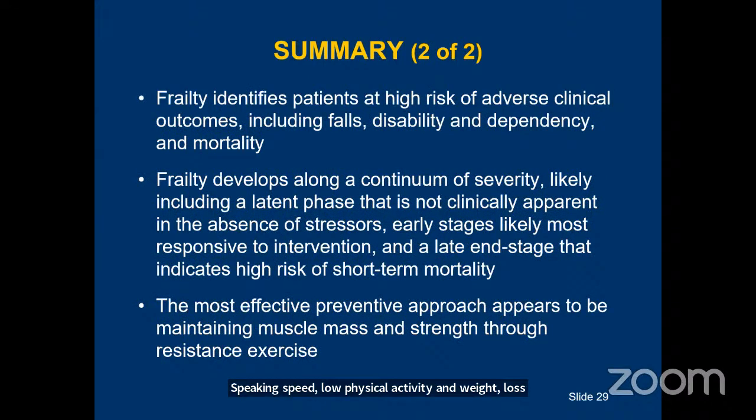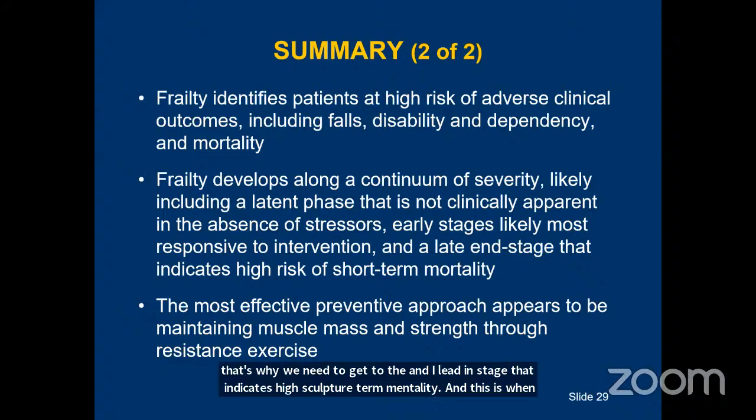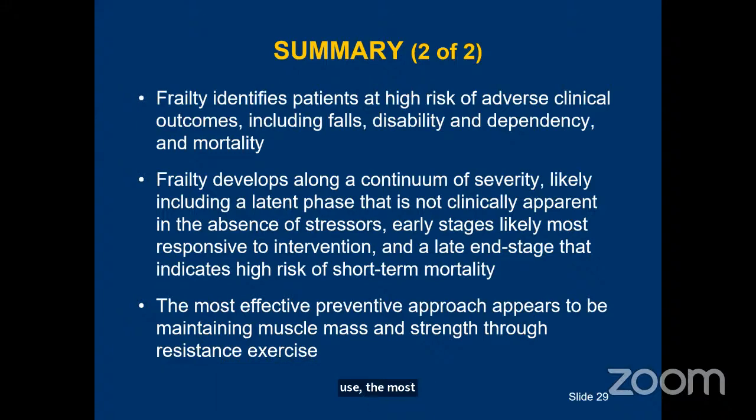Frailty identifies patients at high risk of adverse clinical outcomes, including falls, disability, dependency, and mortality. Frailty develops along a continuum of severity, likely including a latent phase that is not clinically apparent in the absence of stressors. Early stages are likely most responsive to intervention, and that's why we need to diagnose it. And a late end stage indicates high risk of short-term mortality, and this is when we might need to use palliative care. The most effective preventive approach appears to be maintaining muscle mass and strength through resistance exercise.